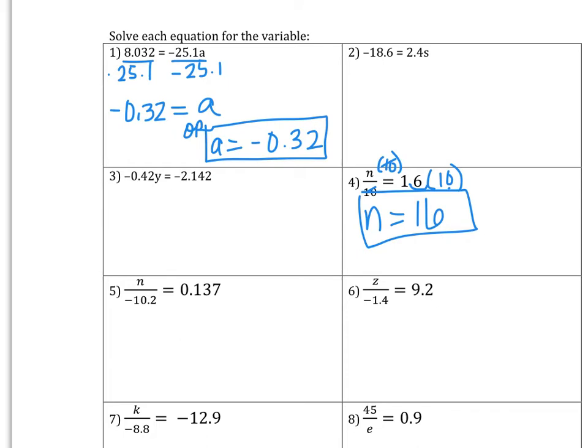Number 5, N is what we're solving for, and it's being divided by negative 10.2, so we do the opposite, which is multiply both sides by a negative 10.2. And we get N equals, we're multiplying a positive by a negative, which means our answer is going to be negative, and that is negative 1.3974.